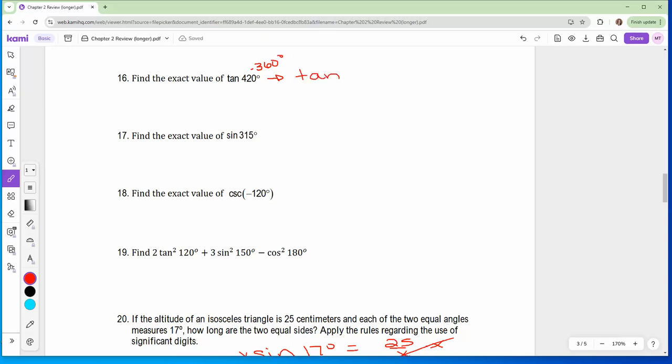So this is the tangent of 60 degrees. I know 60 degrees is in quadrant 1, everything's positive in quadrant 1. So our hand trick, tangent, square root of the top over square root of the bottom. So we just get radical 3. So 315, which quadrant is that?